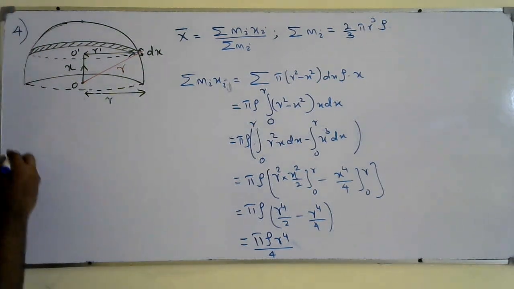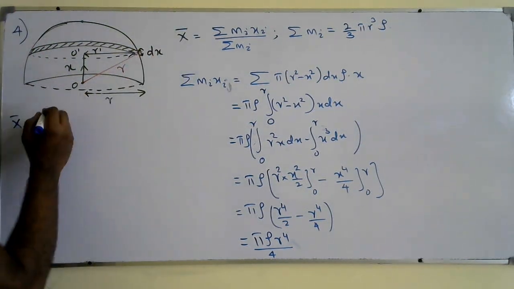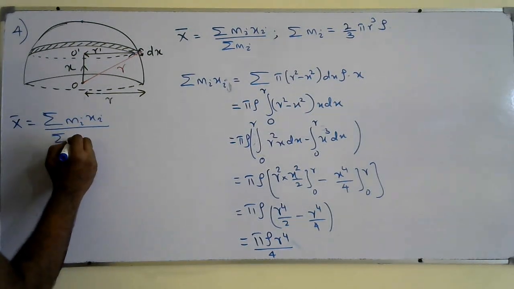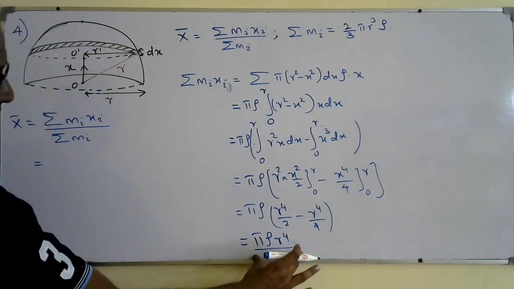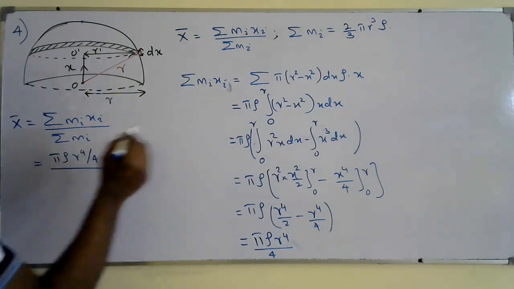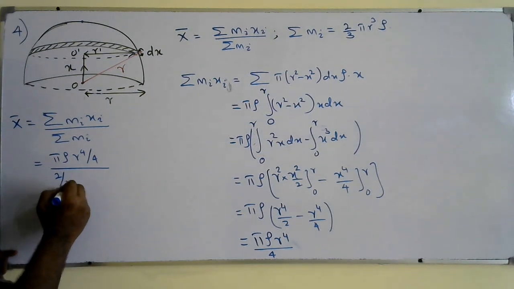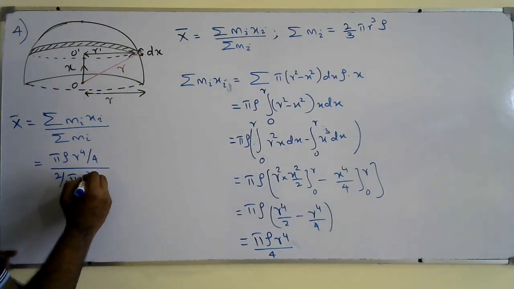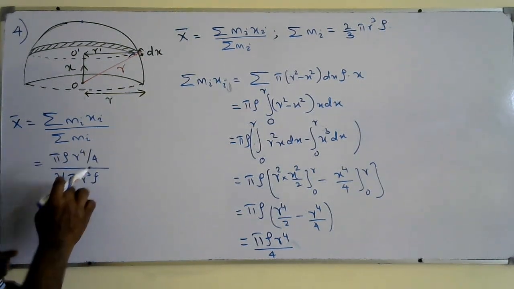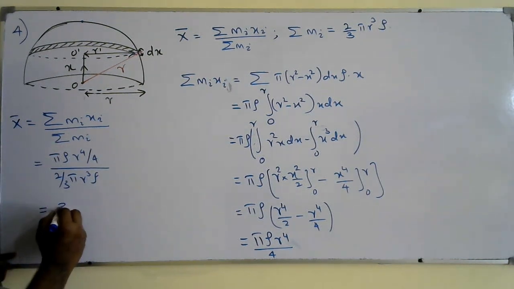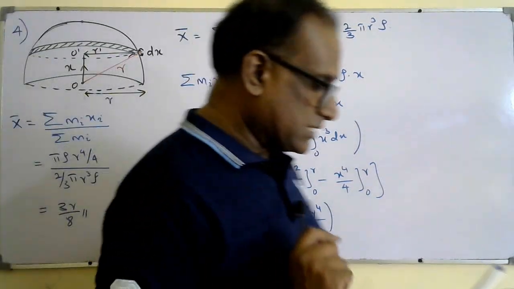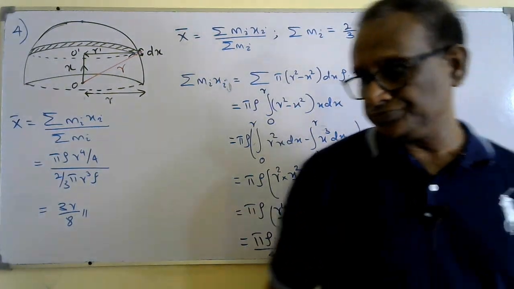So x bar is going to be sigma mi xi over sigma mi. Sigma mi xi, we found it, pi rho r to the power 4 over 4. Sigma mi is 2 by 3 pi r cube rho. Okay, pi rho will get cancelled. R cube, r to the power 4, so r cube will go down, r will come out. So finally 3r over 8. That's the final answer. 3r by 8 is the distance of the center of mass of the hemisphere from O.